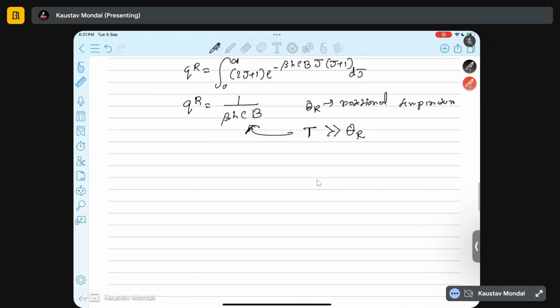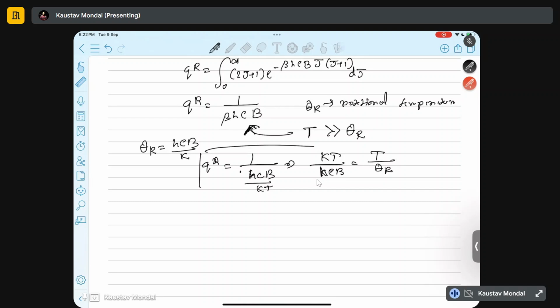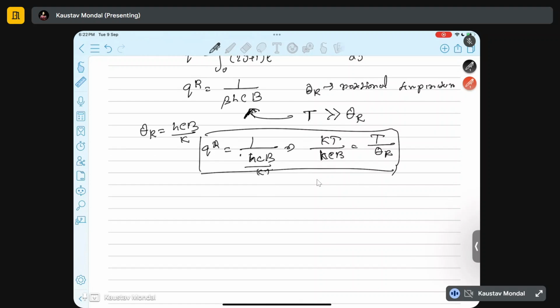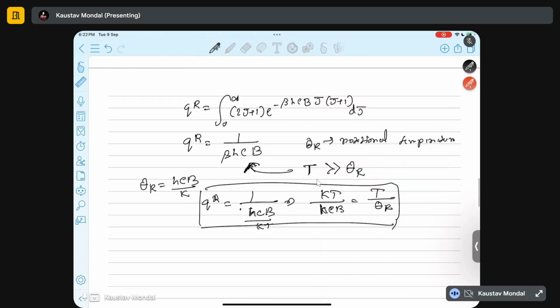We can define theta as hcB by k. So we can write qr equal to 1 by beta hcB, which is kT by hcB, that is T by theta. This is the expression of the rotational partition function, given that the temperature of the system is much higher than the rotational temperature.